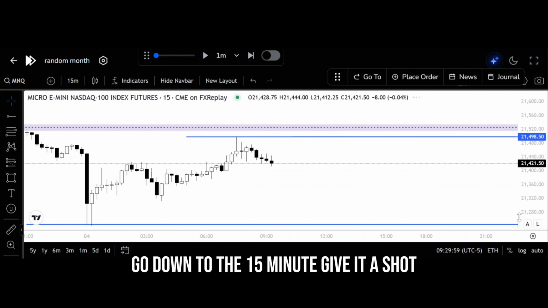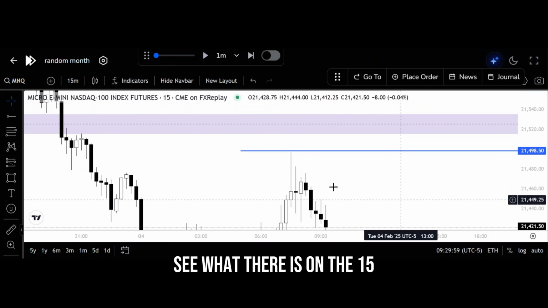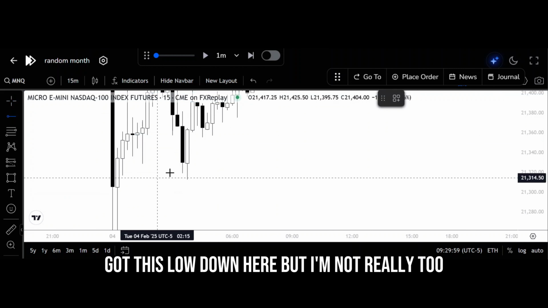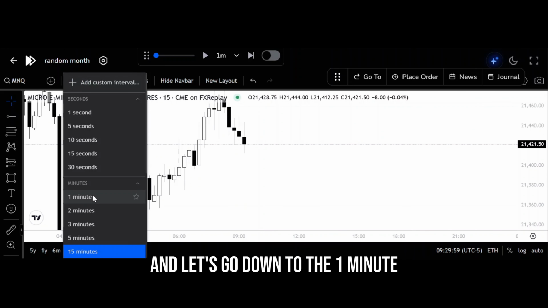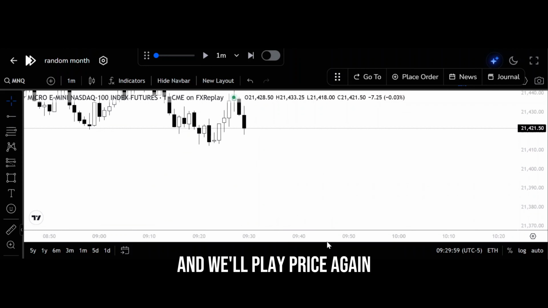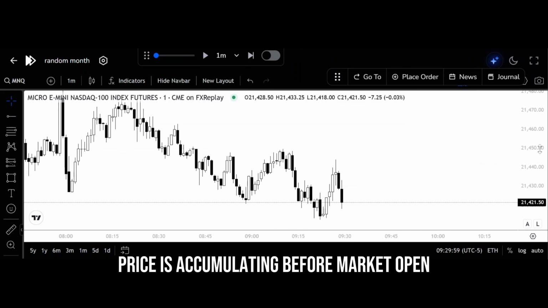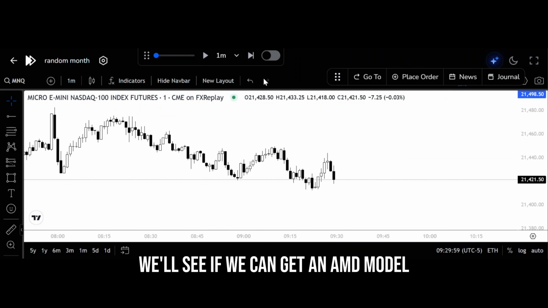Go down to the 15-minute. We've got a look, see what there is on the 15, but this high up here, this low down here. But I'm more concerned about this low. And let's go down to the 1-minute, and we'll play price. Again, price is accumulating before market open. We'll see if we can get an AMD model.